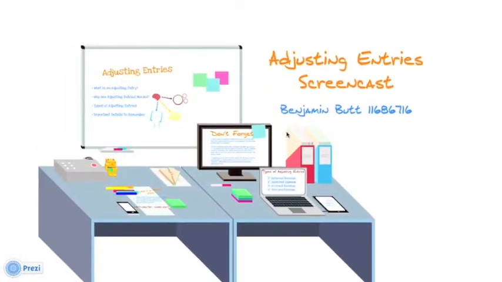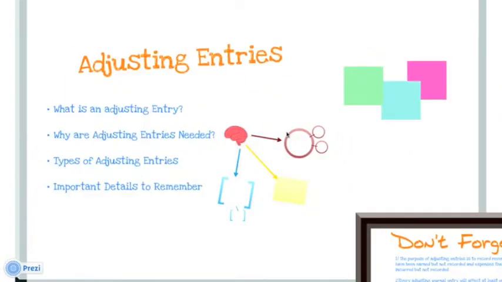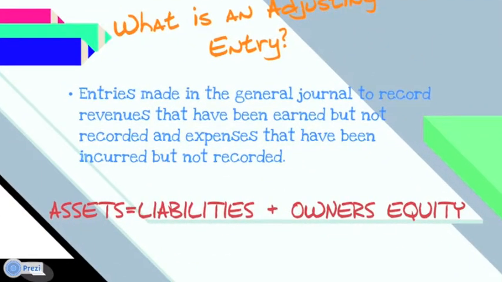During this screencast, we will be looking at what is an adjusting entry, why adjusting entries are necessary, the types of adjusting entries, and the important things to remember when dealing with adjusting entries. An adjusting entry is an entry made in the general journal to record revenues that have been earned but not recorded and expenses that have been incurred but not recorded.